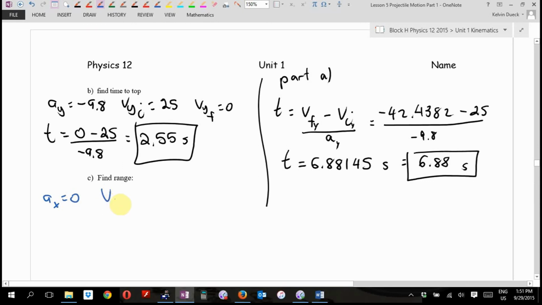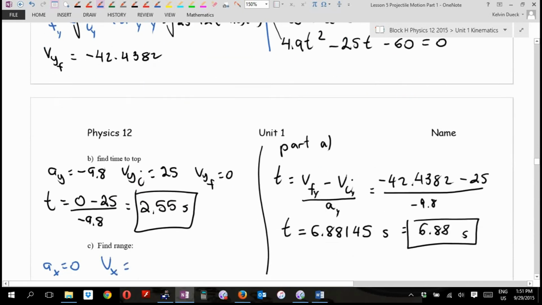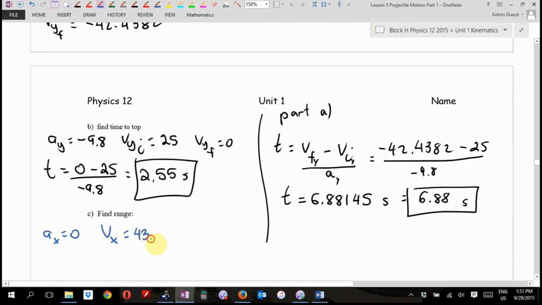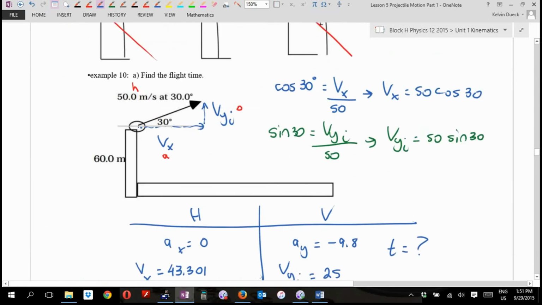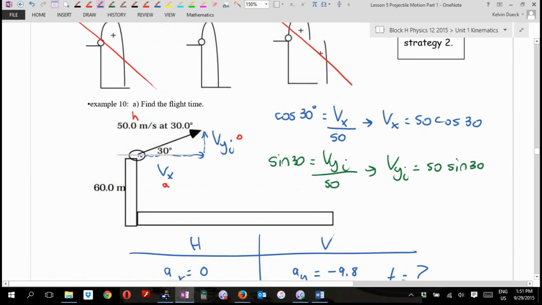Oh, we knew this. Nice. And we knew this was 43.301. Or if you wanted to, you could write 50 cos 30 every time, and that would be exact, because your calculator would just crunch that every time. I'm not that fussy. But if you really want to nitpick, you can.